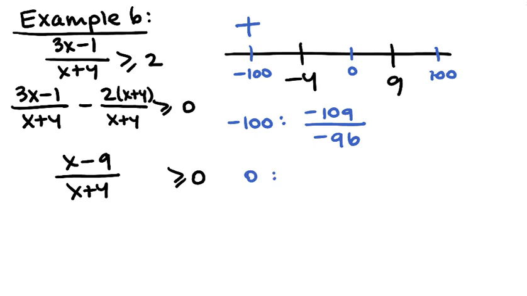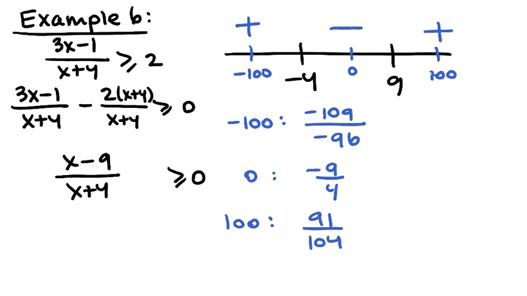X equals 0. Okay, I'll have -9 over 4. We like 0. That one's really easy. So that one's negative. And then x equals 100 is going to be, well, 91 divided by 104, which is indeed a positive number. So I've kind of set it all out.